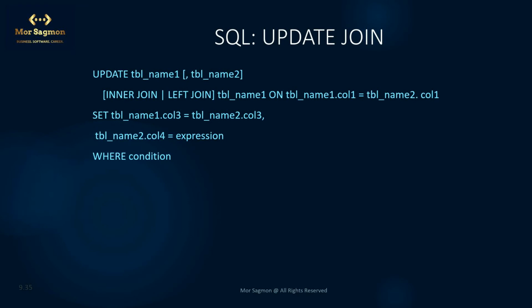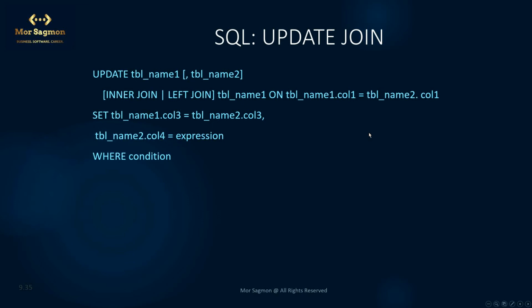Now I'd like to explain a little bit about the update join. As you remember, we use the update statement to update existing records in tables. With the update join, you can update more than one table simultaneously or join other tables in order to apply filters based on columns available in the joined table.